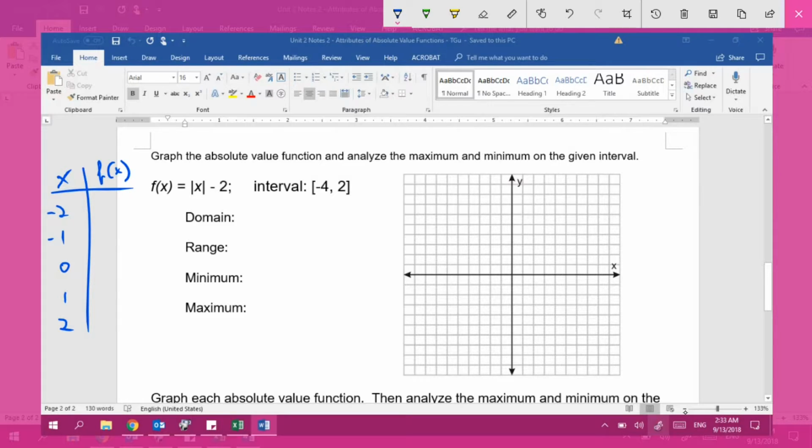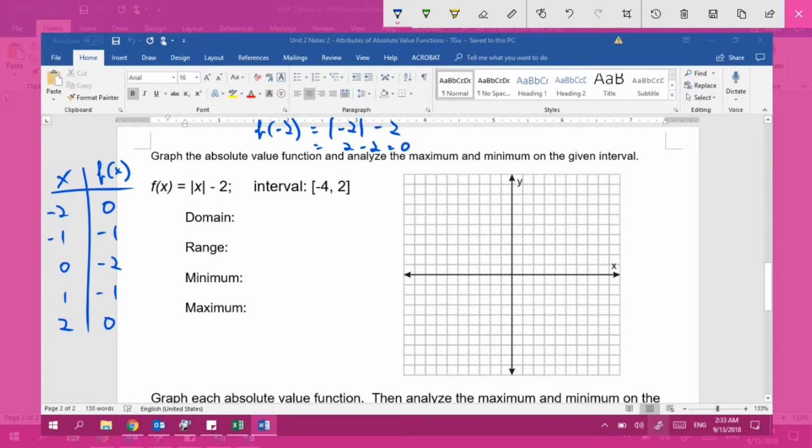If I plug in negative 2, f of negative 2 is going to be the absolute value of negative 2 minus 2. This is just going to be positive 2 minus 2, which is 0. So we can see that negative 2 is going to be 0. Now if we plug in negative 1, it's going to be negative 1. If we plug in 0, it's going to be negative 2. If we plug in 1, it's going to be negative 1. If we plug in 2, it's going to be 0.